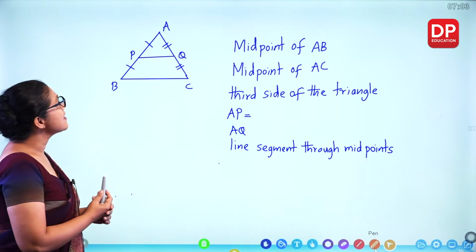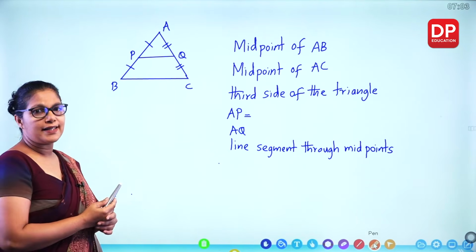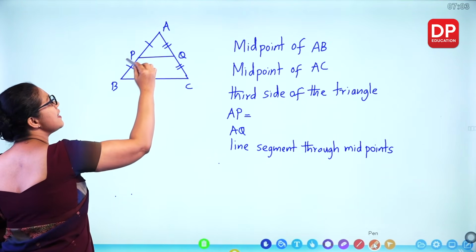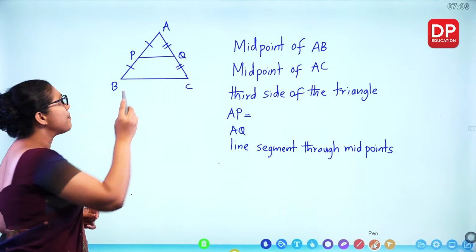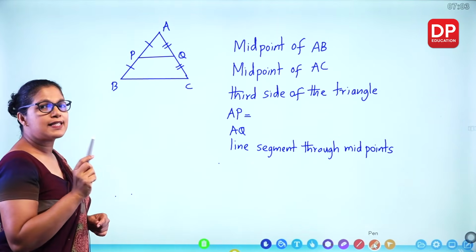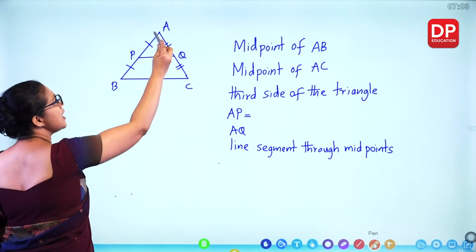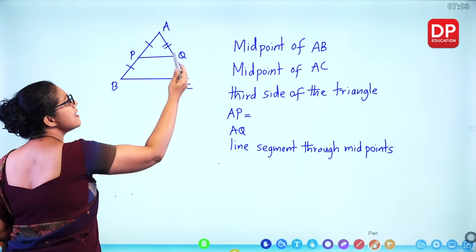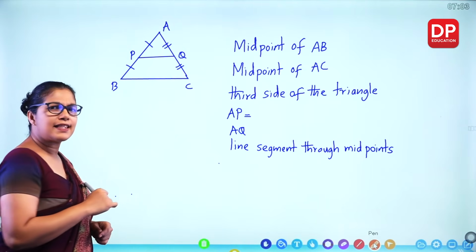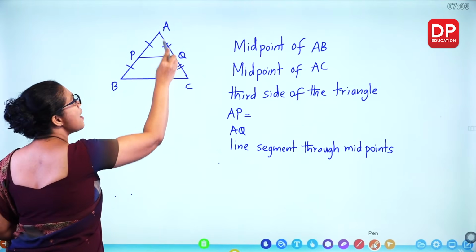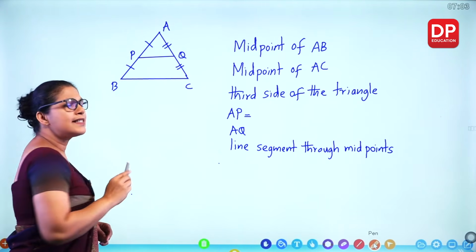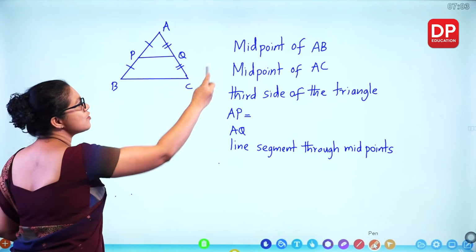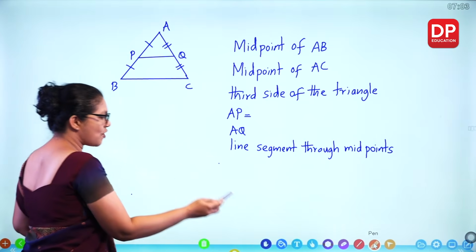We'll take this example, a triangle ABC. It says this length is equal to this length. So what about this point? That's the midpoint of AB. When you take this line, it says this length is equal to this length. That means the midpoint of AC is Q. So we'll try to answer these questions related to this triangle.